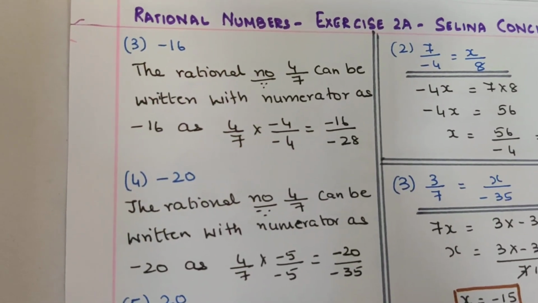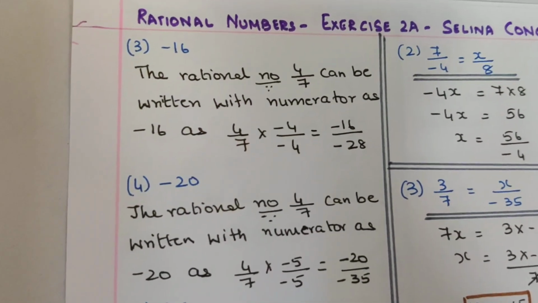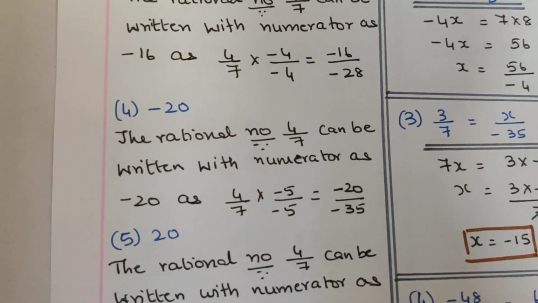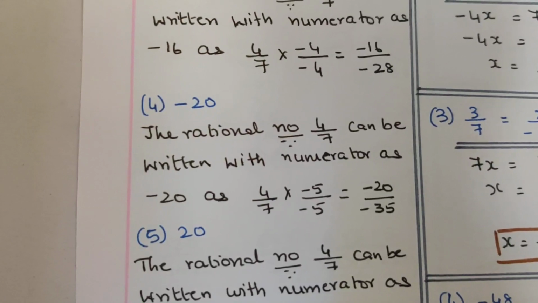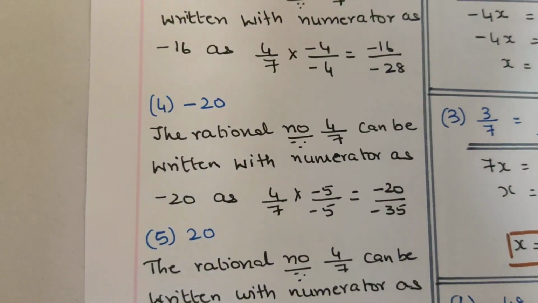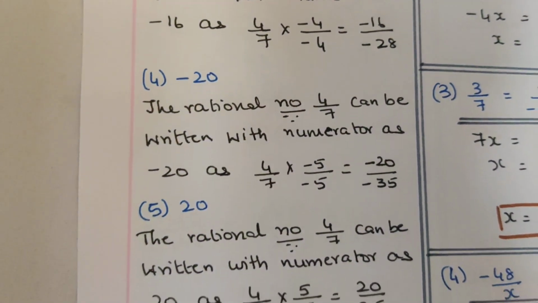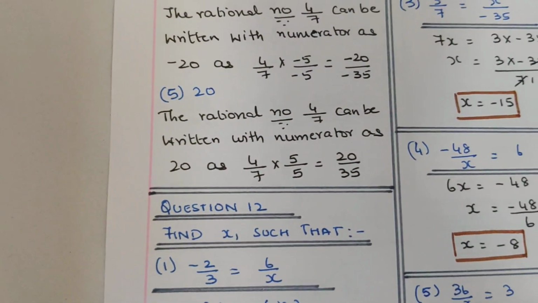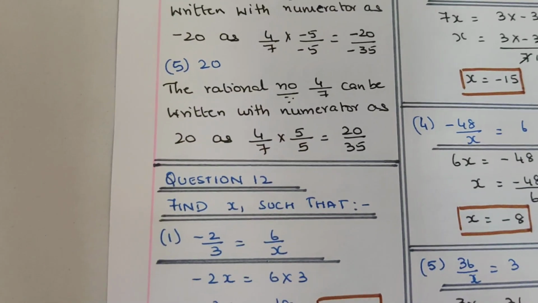Therefore, you multiply the numerator and the denominator by minus 4. The answer is minus 16 by minus 28. Similarly, 4 into minus 5 gives you minus 20. So you will multiply and divide the number by minus 5. So 4 by 7 into minus 5 by minus 5 is minus 20 by minus 35. For 20, 4 by 7 into 5 by 5 is equal to 20 by 35. Isn't it very easy? Yes, it is very easy.